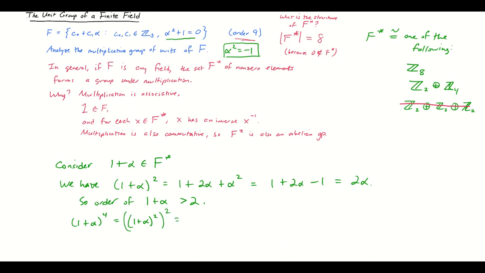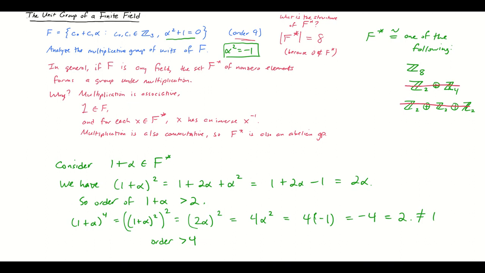And we already figured 1 plus alpha squared is 2 alpha, so 2 alpha squared, that's going to be 4 alpha squared. And alpha squared is still -1. So that's 4 times -1, so that's -4. And in Z mod 3, or over characteristic 3, that's equivalent to 2, which is still not 1. Okay, so 1 plus alpha doesn't even have order 4. The order is greater than 4, which means I can rule out this possibility as well.